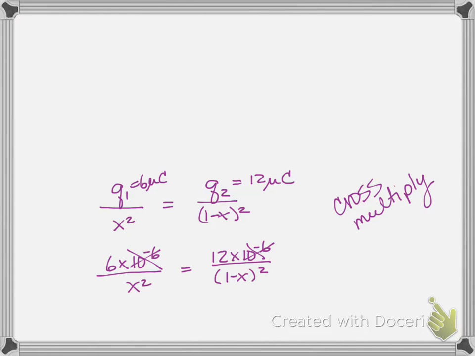We still have to FOIL this guy. Don't forget to FOIL that. Cross multiply, and what kind of equation do we have? We alluded to it: we have a quadratic equation, so we need to use the quadratic formula. When you're going to use the quadratic formula, what do you need to do to your equation first? Set it equal to 0.